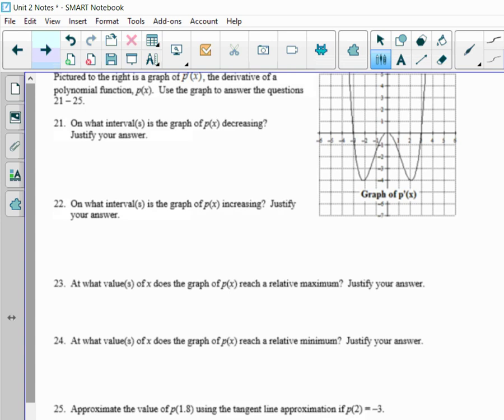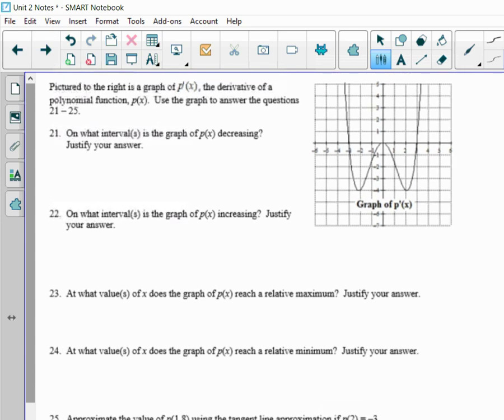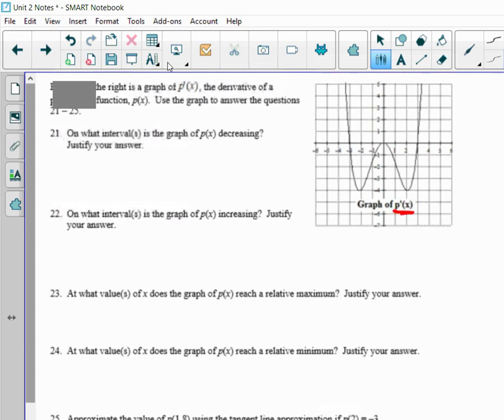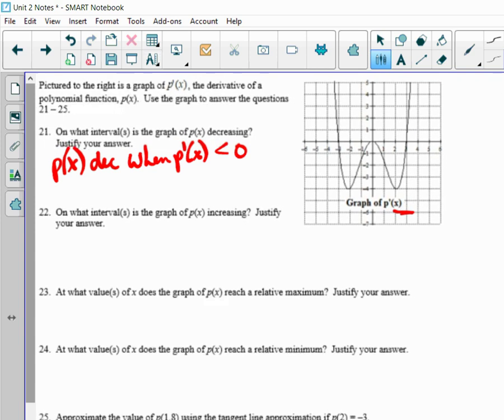So, look at the rest of this here. Says, picture to the right of the graph of p prime of x. So again, this is the derivative. Really important to pay attention. Are they giving me the function or are they giving me the derivative? Use the graph to answer the questions 21 to 25. So again, think about given the graph, where is the function p of x decreasing? P of x is going to be decreasing when p prime of x is what? Less than 0. So looking at my graph, I'm going to scoot this over just in case it's cut off a little bit. That would be where it's below the x-axis. So that would be this whole part of the graph. So that would be on the interval -3 to 0 and 0 to 3.